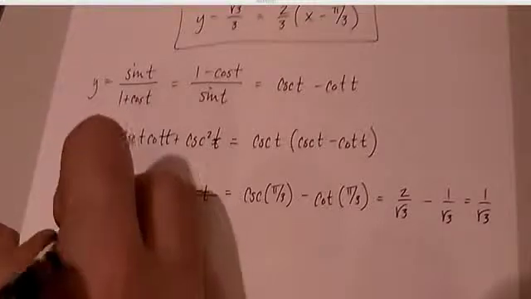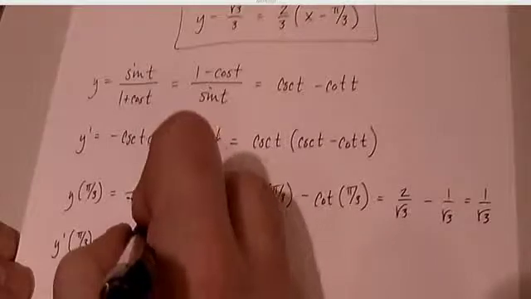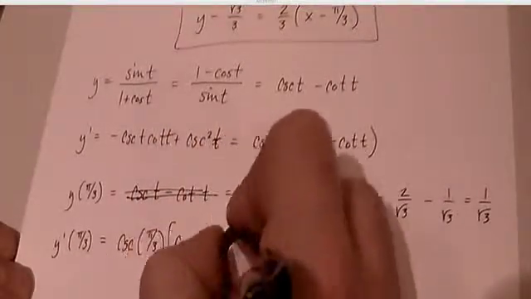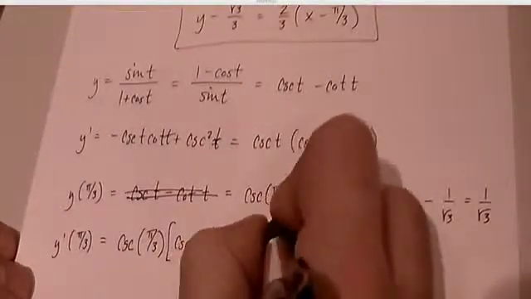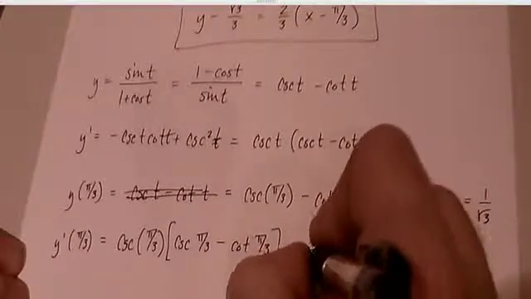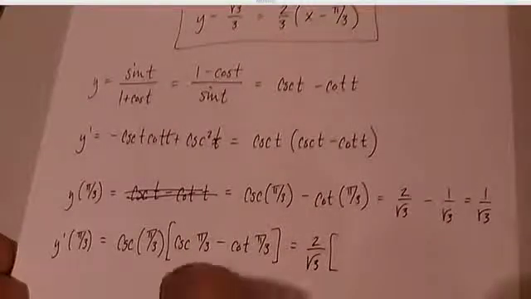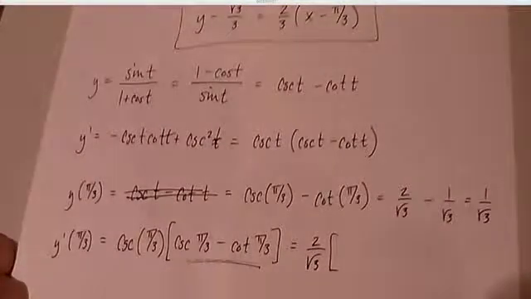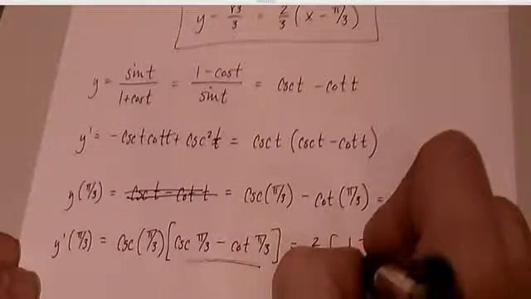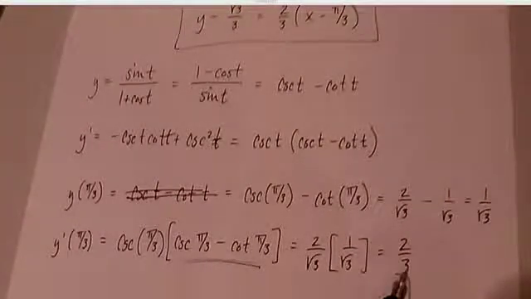If I have y prime of pi over 3, that's going to be cosecant of pi over 3 times cosecant of pi over 3 minus cotangent of pi over 3. And of course, cosecant of pi over 3, as we've already talked about, is 2 over root 3. Okay, and this right here is what? It's the same as this, right? Which is 1 over root 3, so that winds up being 2/3. And if you recognize, those are exactly the values that I got up there.